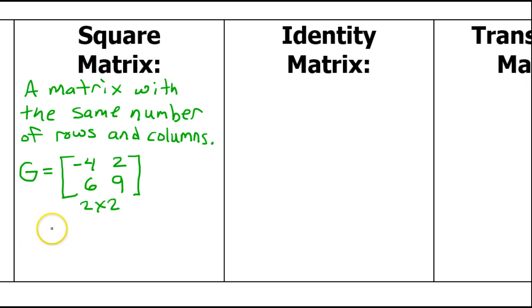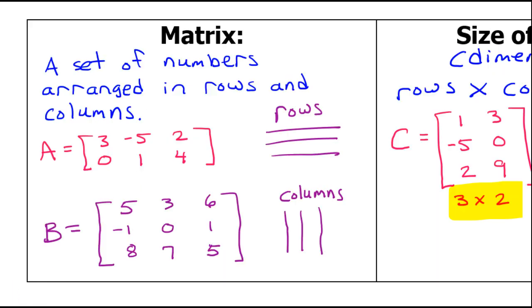Can you picture another square matrix? Looking back in the video, matrix B was a square matrix. Can you see it now? Matrix B has three rows and three columns. Matrix B was a 3x3 matrix. It is a square matrix.